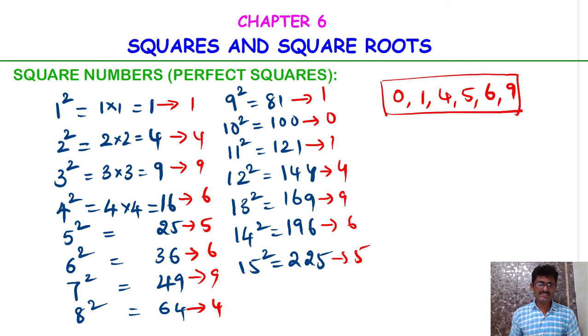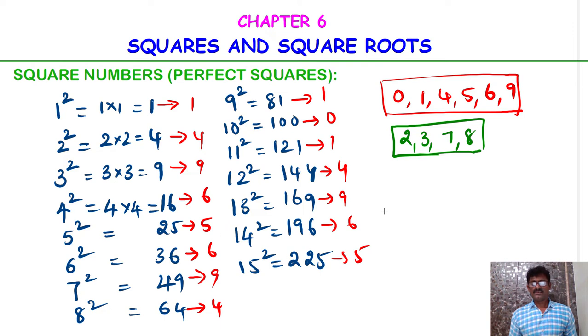What are the other digits? 2, 3, 7, 8. If there is any number with these digits in its units place, those numbers are not perfect squares. But be sure, if you have any number with 0, 1, 4, 5, 6, 9 in its units place, it doesn't mean that it is exactly a perfect square. A perfect square has the digit in the units place as 0 or 1 or 4 or 5 or 6 or 9. But any number which has these digits in its units place, it doesn't mean that it is a perfect square. Be sure. So a perfect square number doesn't have its units digit as 2, 3, 7 or 8.